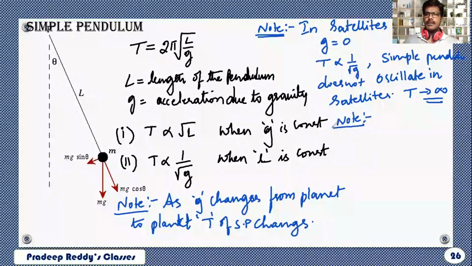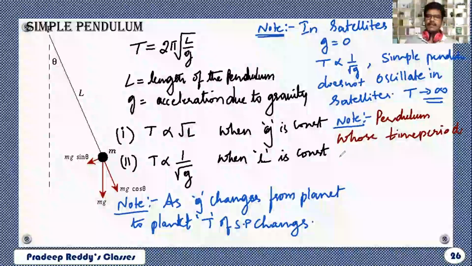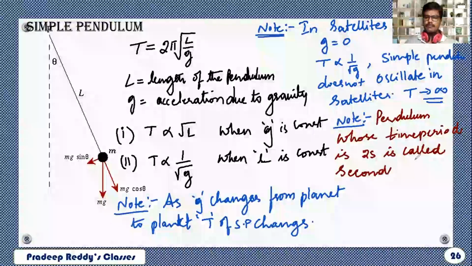As we are moving from one planet to another planet, acceleration due to gravity would undergo change. Because of that, time period will undergo change. So if at all you are considering a pendulum whose time period is 2 seconds, it is called seconds pendulum. So the pendulum whose time period is 2 seconds is called seconds pendulum.